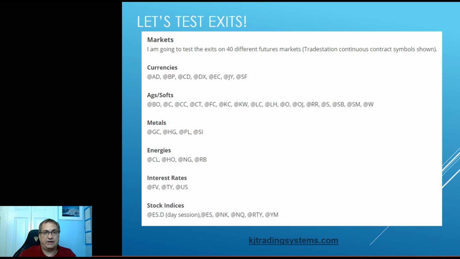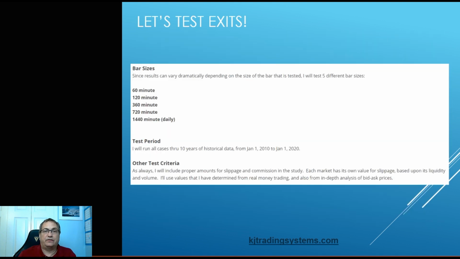Then I'm going to look at a whole bunch of different markets. I'm going to look at 40 different futures markets, and that's in 6 different sectors. So pretty much just about any kind of futures that's traded in the US, I'm going to be testing it. I'm going to use some different bar sizes. I'm going to go from 60-minute bars up to 1,440-minute bars, which are daily bars. And I'm going to run the test for 10 years. So it's going to be a pretty exhaustive test. Also, I'm going to include slippage and commission. That's something I always do because I always want to see what the impact of slippage and commission is.